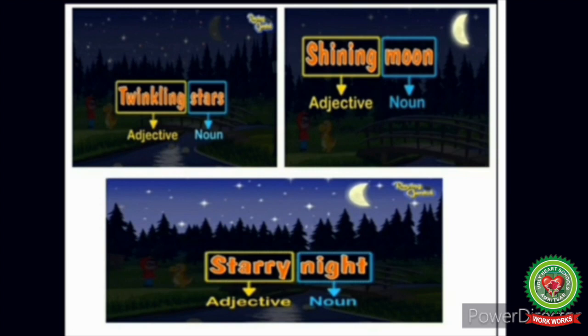Twinkling stars. In this example, stars is a naming word, so noun. Twinkling is describing stars, so adjective. Shining moon. In this example, moon is a naming word, so noun. Shining is describing moon, so adjective. Starry night. In this example also, night is a naming word, so noun. Starry is describing night, so adjective.